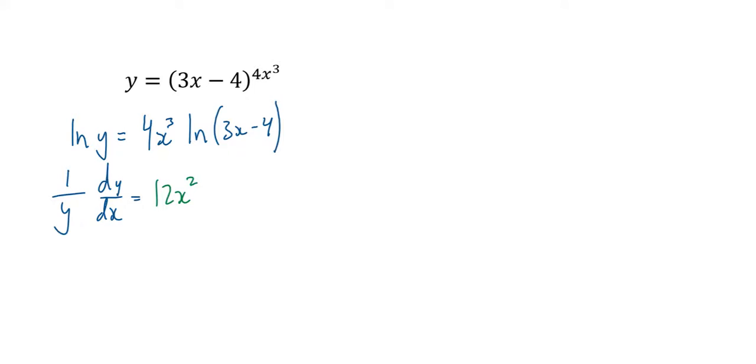So I've taken the derivative of the first part times the second plus the derivative of the second. So what's that going to look like? That's going to look like 1 over 3x minus 4. And then chain rule, you have to take the derivative of the argument of the logarithm as well, right? So times 3 and then times the first thing.